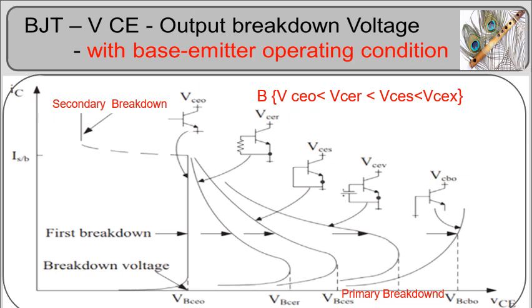As shown in the figure, collector emitter breakdown voltage varies with the emitter base operating conditions. The magnified collector base leakage results in increased collector leakage and lowers the collector emitter breakdown voltage. Open base emitter condition creates the lowest output breakdown voltage, VCEO. With a shunt resistor across the base emitter, the collector emitter breakdown increases to VCER. Shorting or reverse biasing the base emitter further increases the output breakdown voltage to VCS and VCX respectively. Thus collector-emitter breakdown can be controlled by changing the base emitter operating conditions.